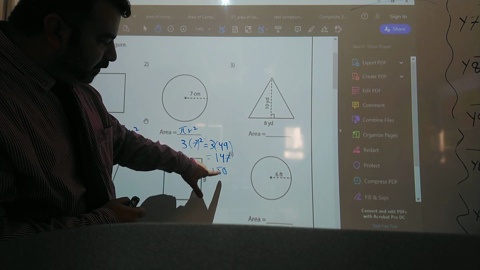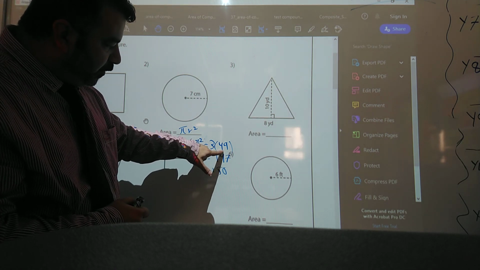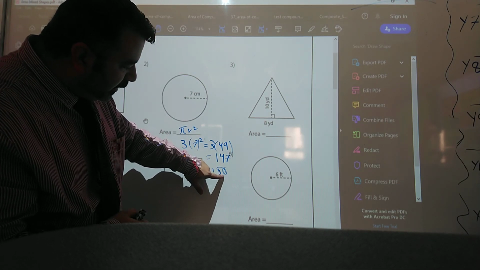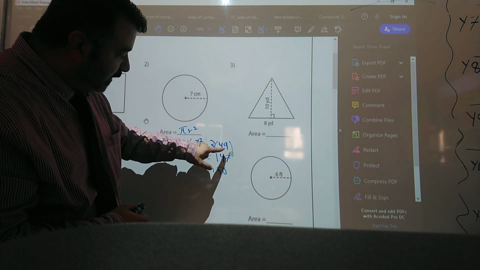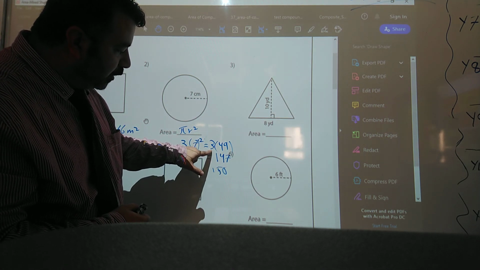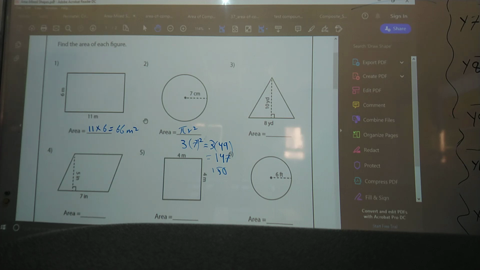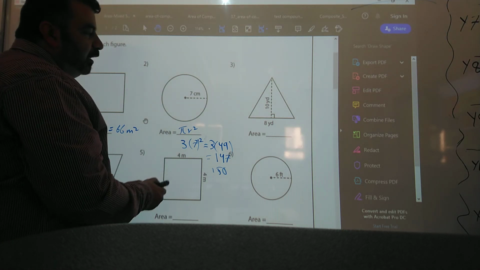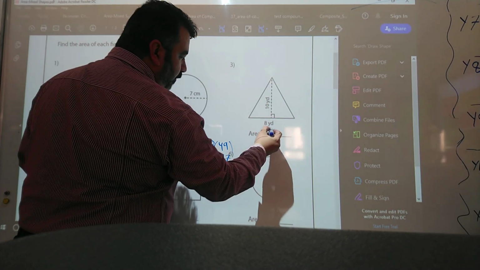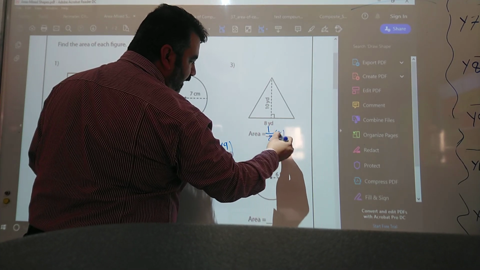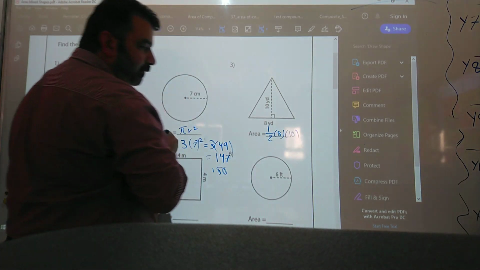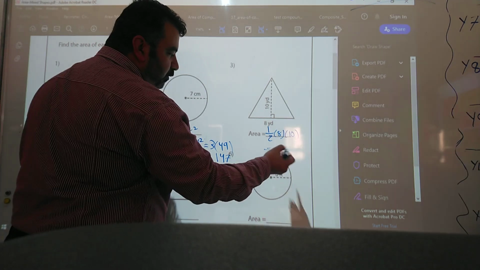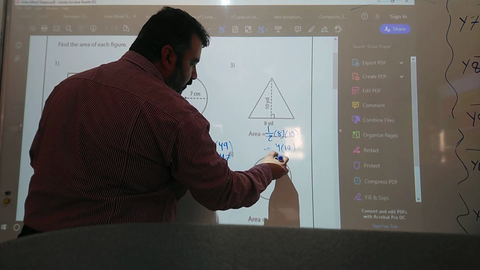See? 3 times 50, 150. 3 times 49, 1 missing from the 50. Right? 1 missing from the 50 times 3, 3. So 150 minus 3 equals 147. I made it more complicated. Okay, so half times the base, which is 8, times the height, which is 10. So half times 8 equals 4, 4 times 10 equals 40.